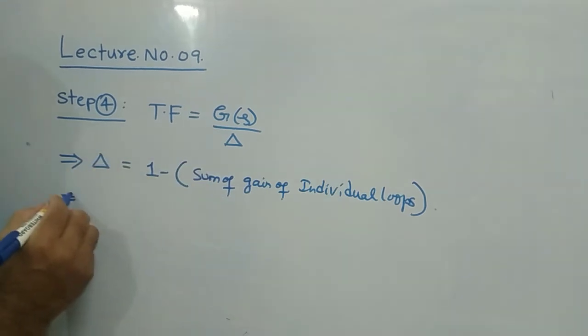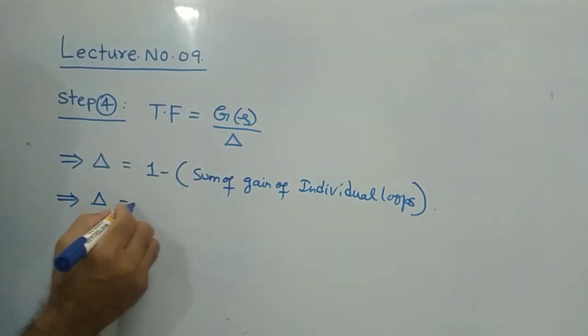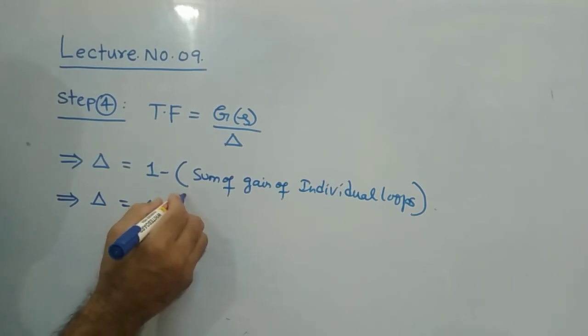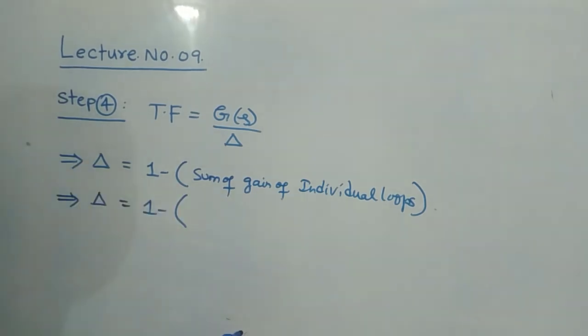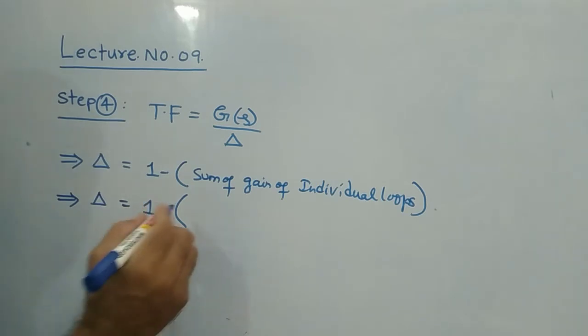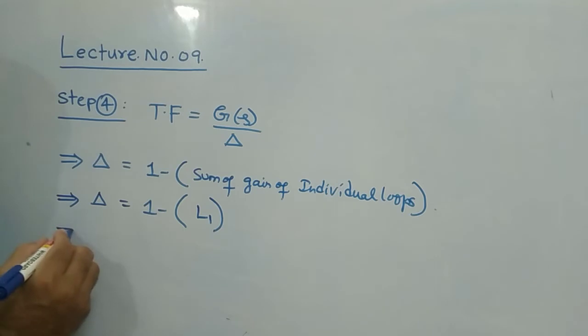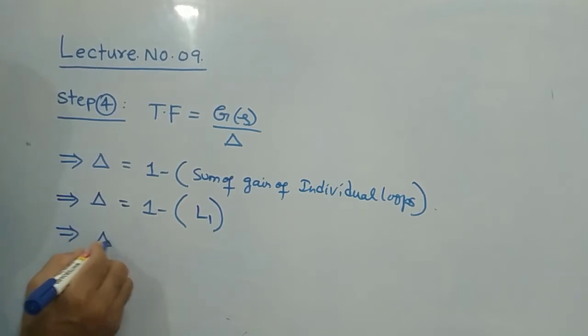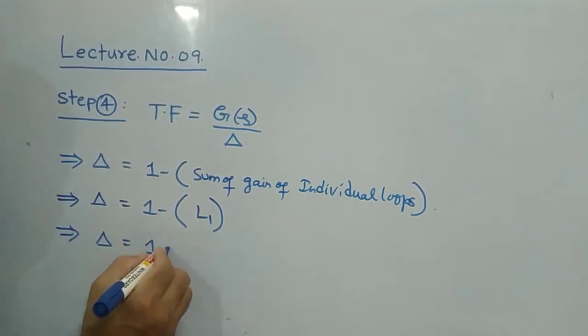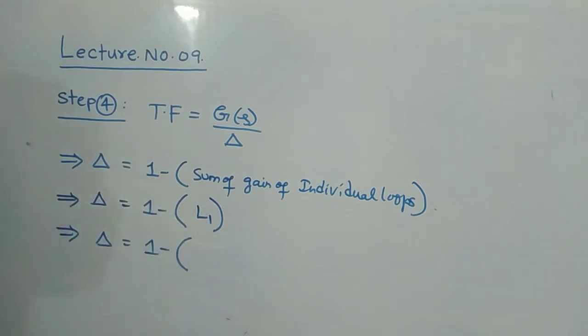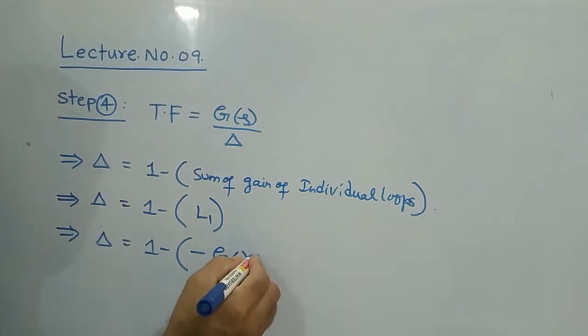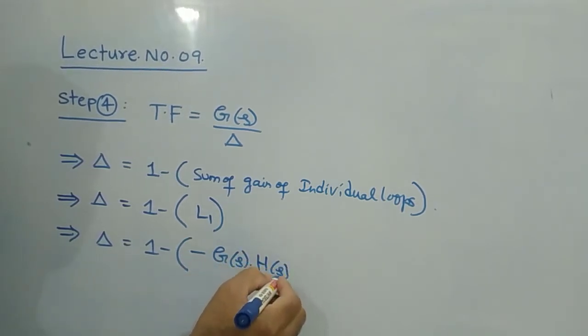This means delta is equal to 1 minus the sum of gain of individual loops. How many individual loops do you have? Only one loop. Write that one loop, L1, that's all. That is the meaning of it. And further, this implies delta is equal to 1 minus the L1 value. We have seen that it is minus of G of s into H of s, is it not?